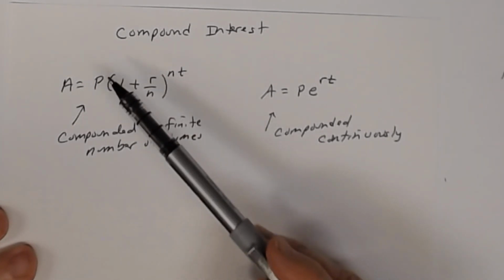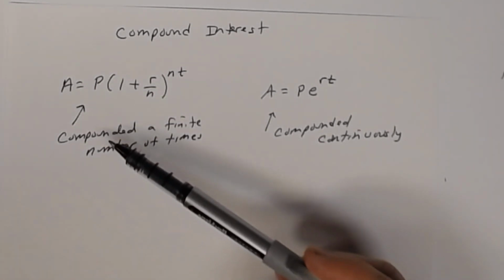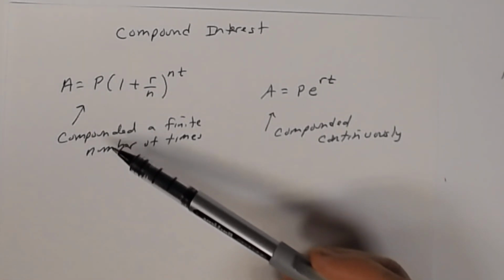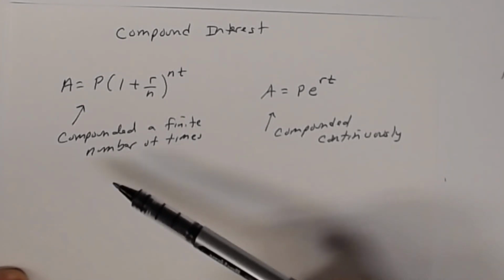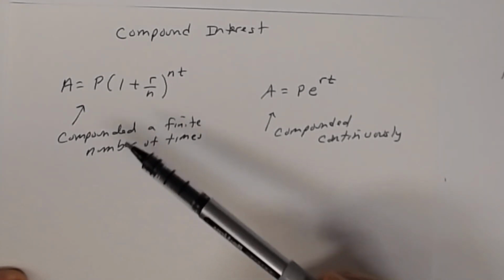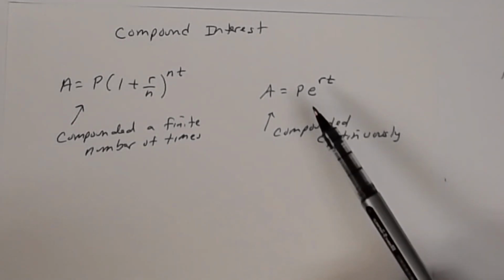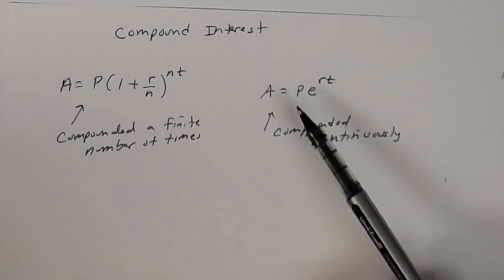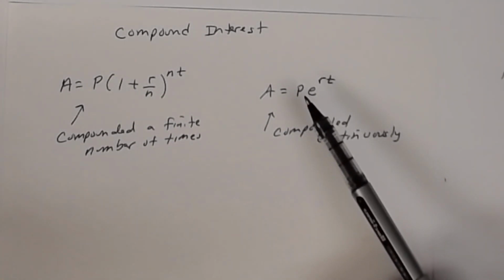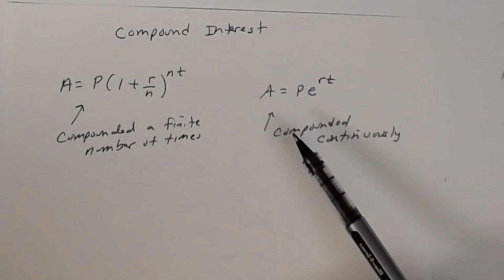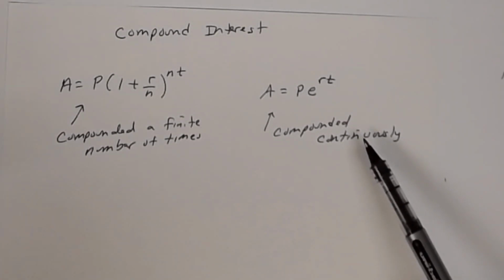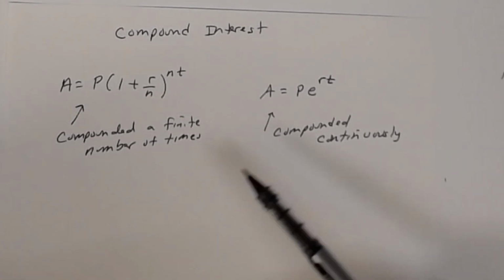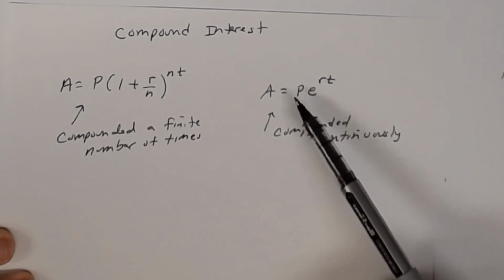You're going to use this one whenever the information in the problem says something to the effect that interest is being compounded a finite number of times. And you're going to see what I mean by that. You're going to use this formula here when you read in the problem that interest is being compounded continuously. So that word continuously tells you right away that you're going to use this formula here.